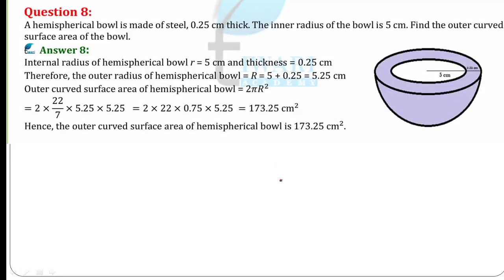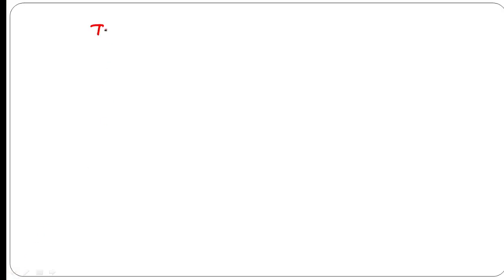So the next question is: the hemispherical ball is made up of steel that is 0.25 centimeter thick, as shown in this figure. So this figure is given, and this is the thickness of this hemispherical ball. The inner radius of the ball is 5 centimeter. This is your radius, that is 5 centimeter. So it means the total radius of this hemisphere will become your inner radius plus this thickness. You will add this thickness.